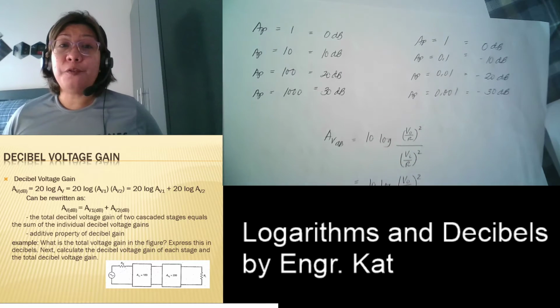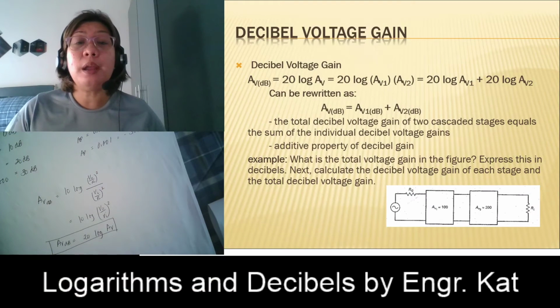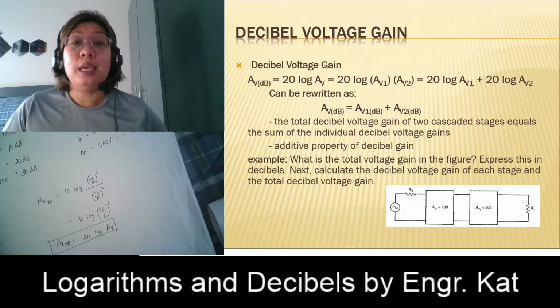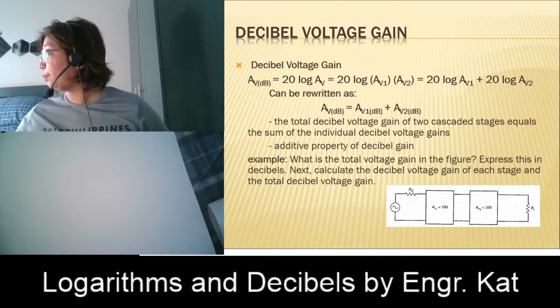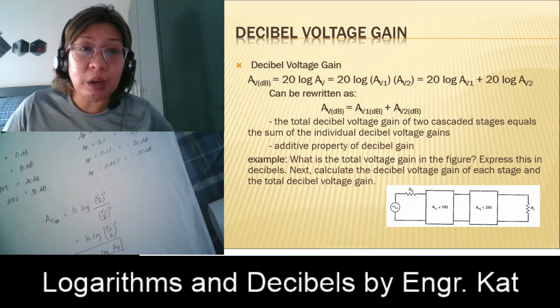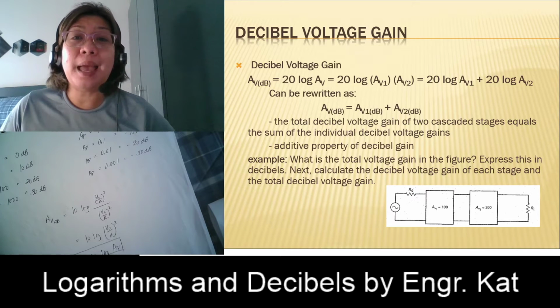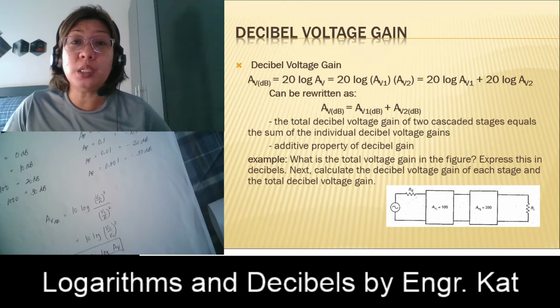Okay, now, what if your voltage gains are in terms of decibels? The decibel voltage gain can be written as 20 logarithm of AV1 times AV2. If you remember our rules of logarithm, if you have a product, it is as if you are adding them separately. So that will give you 20 log of AV1 plus 20 log of AV2. This is from the laws of logarithm for multiplication, the product rule of logarithms.